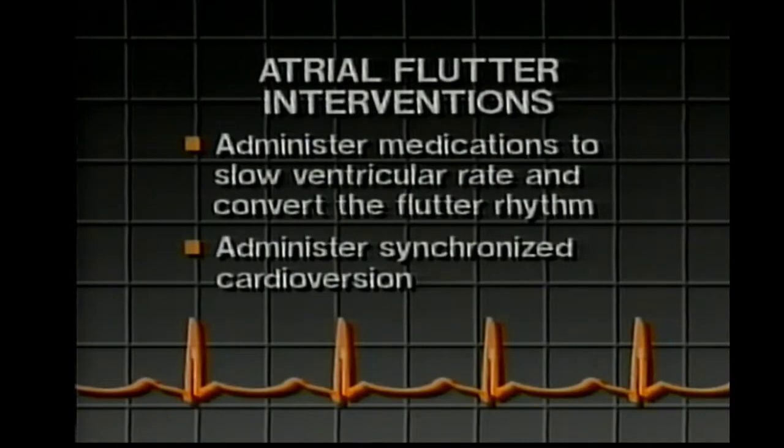If the patient is not hemodynamically compromised, medications to slow the ventricular rate, such as digitalis, verapamil hydrochloride, or beta-blocking agents may be given. After the rate is controlled, an antiarrhythmic such as quinidine gluconate or procainamide hydrochloride is ordered to try to convert the flutter rhythm to a sinus rhythm. If these interventions do not convert the flutter rhythm, then synchronized cardioversion is used.